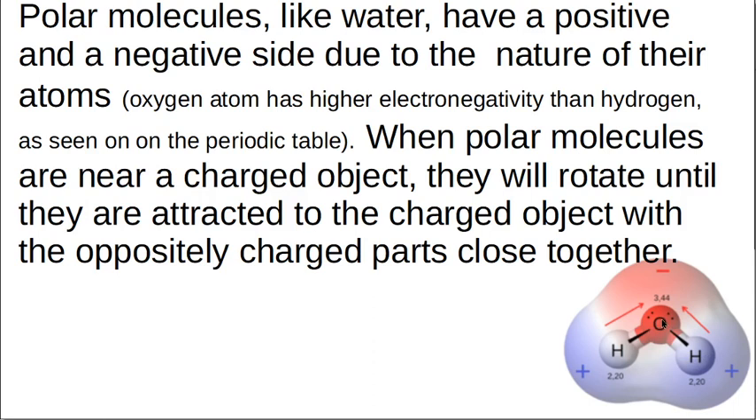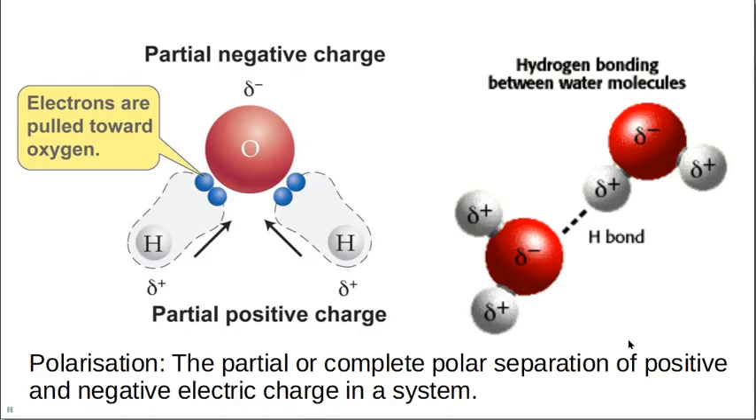So a polar molecule like water, we'll learn about some more next year, they have a slightly positive side and a slightly negative side. It's not as strong as the charge on an ion, but it is still a charge. By the way, if you want to work out polarity, you use the electronegativity. Remember electronegativity from term 1, you use the electronegativity on the periodic table. So what happens is, if polar molecules get near something that's got a charge, they can move to be attracted to the charged object because the opposite charges want to be close together.